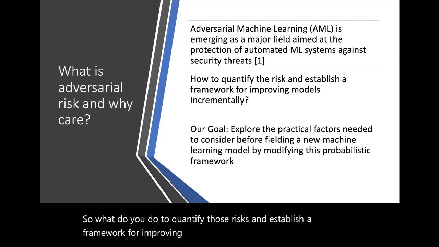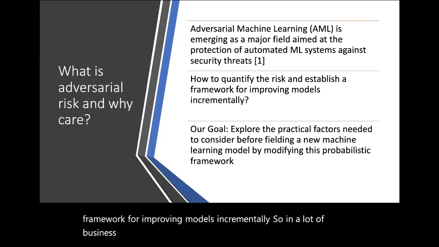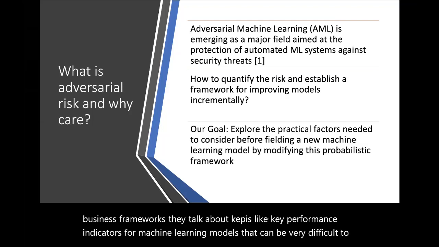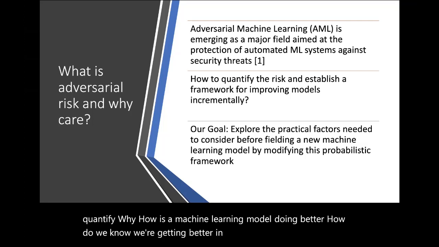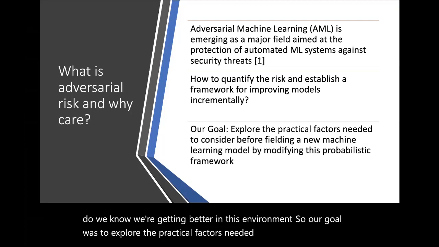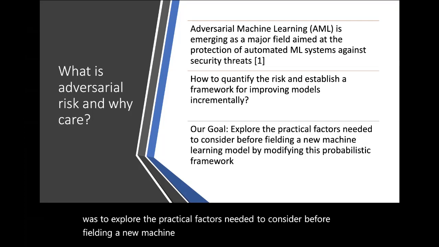incrementally? In a lot of business frameworks, they talk about KPIs, key performance indicators. For machine learning models, it can be very difficult to quantify how a machine learning model is doing better. How do we know we're getting better in this environment? So our goal was to explore the practical factors needed to consider before fielding a new machine learning model by modifying this probabilistic framework.